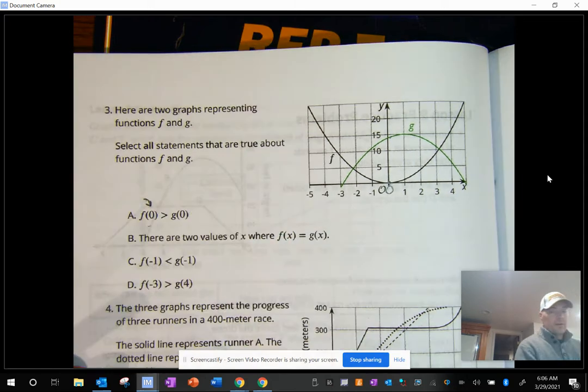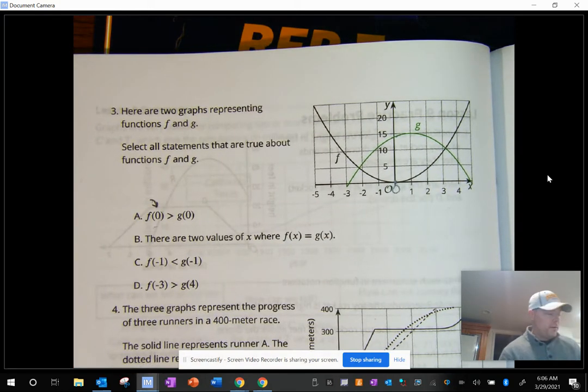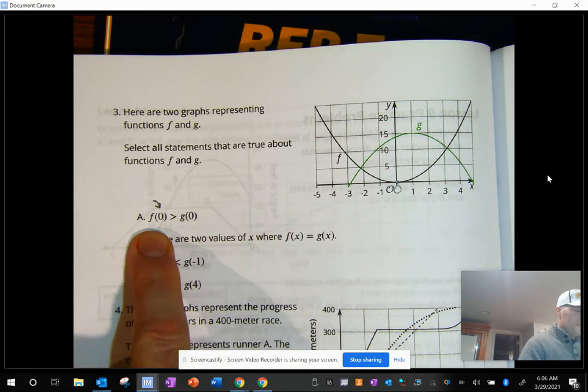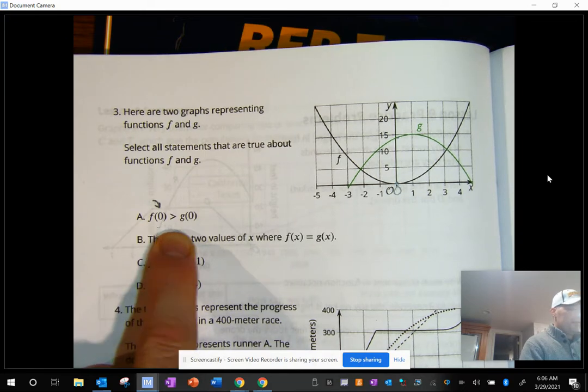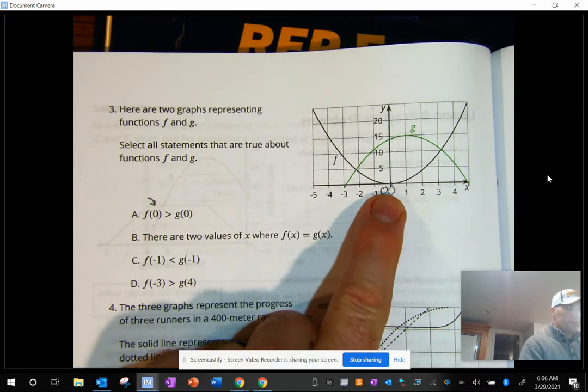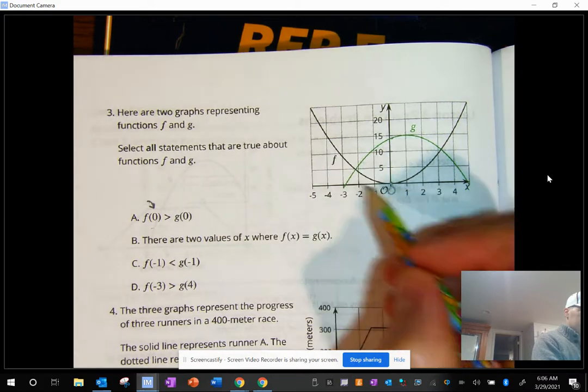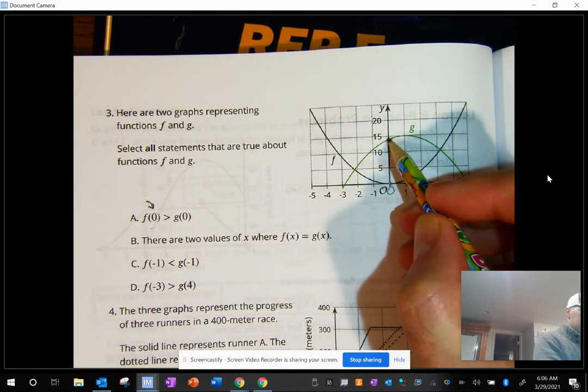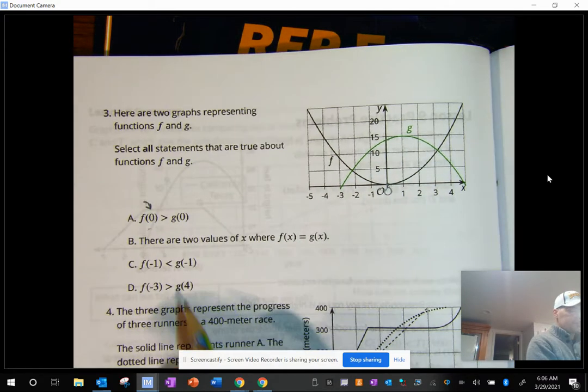Now remember, the alligator always eats the bigger side, right? So this is saying that f of 0 is higher than g of 0, which is not the case. At 0, f is down here, and at 0, g is way up here. So this one is not true.